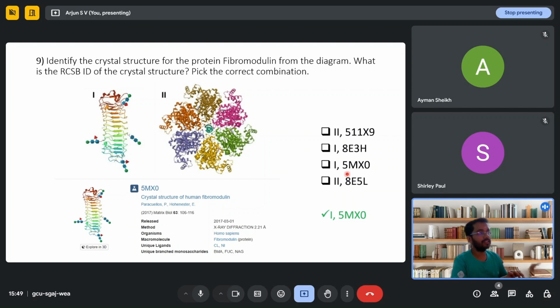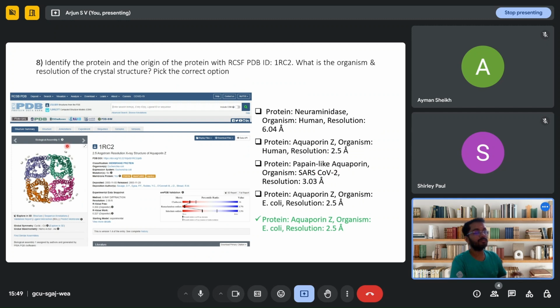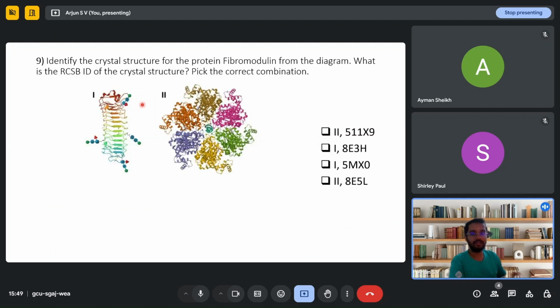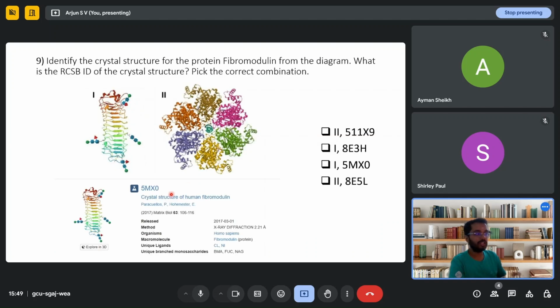I'll repeat once again. Once you go into this Protein Data Bank site, you enter fibromodulin in the search box, and then you will land on this query, which gives you the 3D and 2D structure that will match with the number 1 option, and it will also give you the main ID, which is 5MX0.